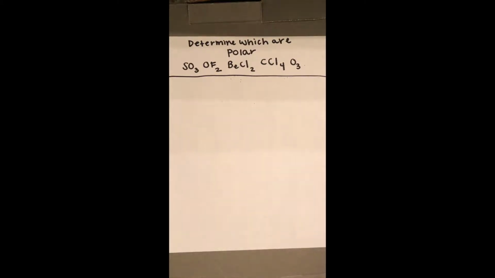The problem asks us to determine which of these are polar. First, I'm going to start by drawing the Lewis structure. Then we're going to find the bond dipoles based on their electronegativity. And then we're going to find the net molecular dipoles based on the molecular geometries. Through these steps, we will determine whether the molecule is polar or nonpolar.